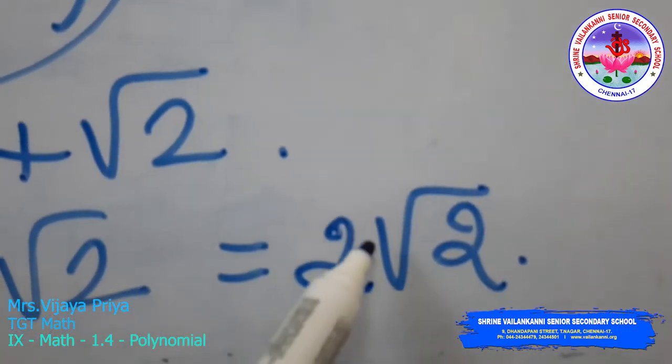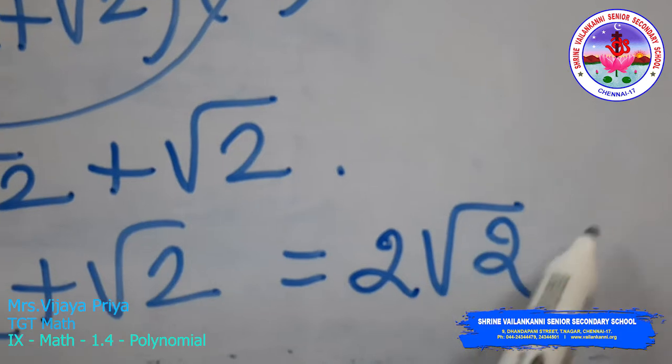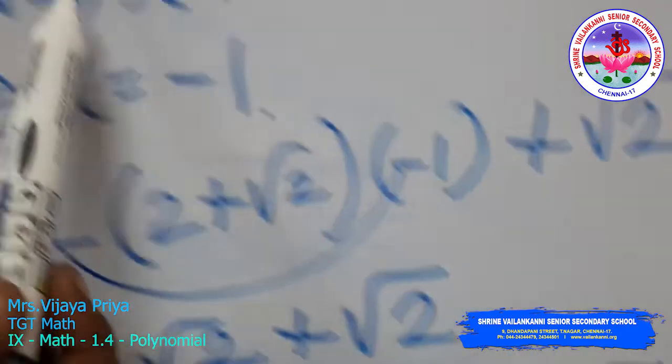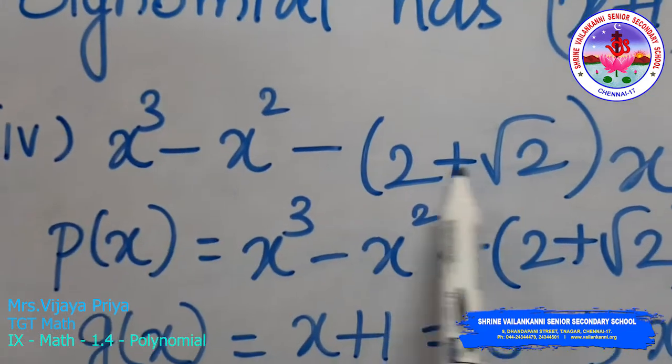We will get the remainder as 2 root 2, which is not equal to 0. So x plus 1 is not a factor of this polynomial p of x.